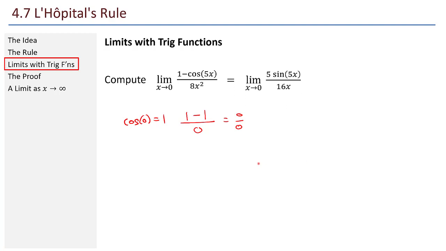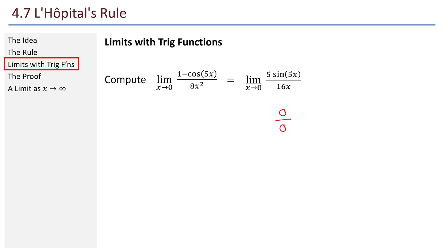Take the derivative of the top, take the derivative of the bottom. Notice my function was negative cosine, so the derivative of negative cosine is positive sine. But notice that a 5 comes out because of the chain rule. The derivative of 8x squared is, of course, 16x. So now I just plug in my 0 for x, right? And what do I get? 5 times the sine of 0, oh, that's 0 over 0. So I can't plug in x. What am I to do? Well, of course, it's just 0 over 0 again.